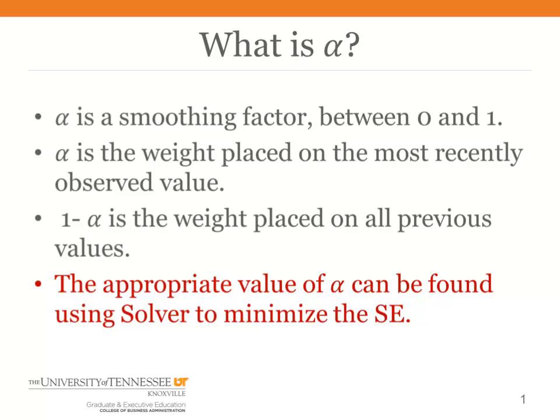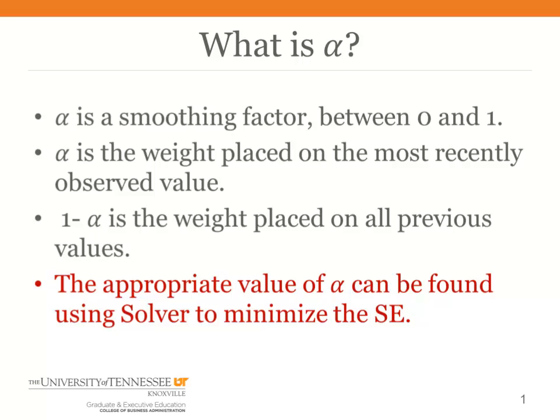So alpha is referred to as the smoothing factor. It'll take on a value between 0 and 1. And here's the way you want to think about alpha. Alpha is the weight that you place on the most recently observed value of your time series, and 1 minus alpha is the weight placed on everything else.